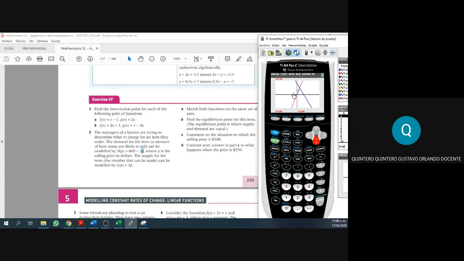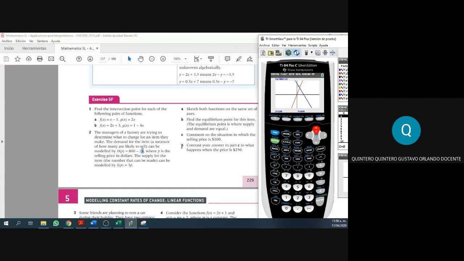This is the comment here. At $100, supply is lower. The red one is the supply, right? Supply is lower than the demand. What that means is that people want more and we cannot give them what they want. If we set the price to 100, people want more than what we can give them. All right, that is the comment there.